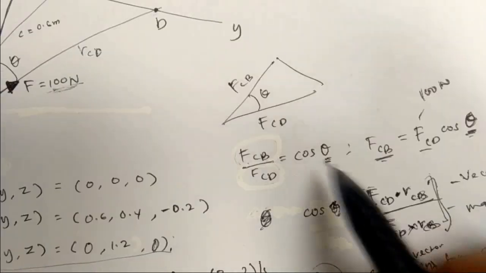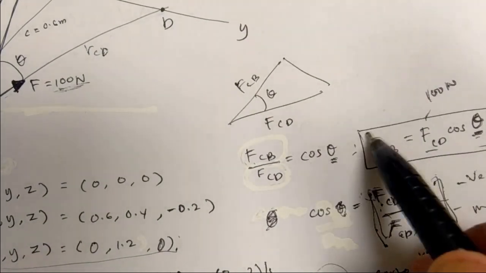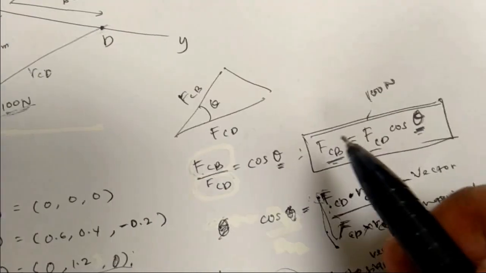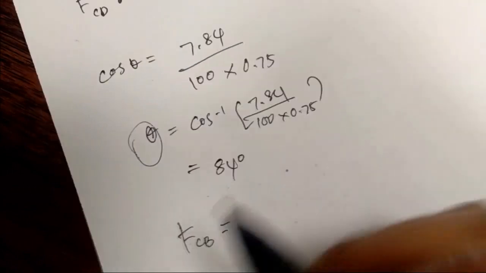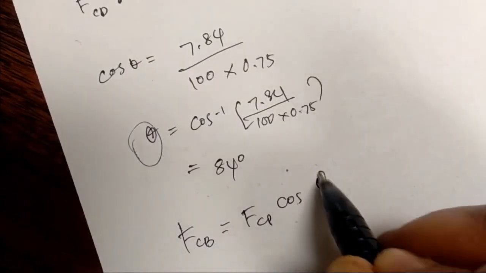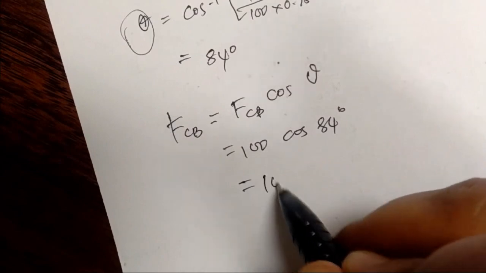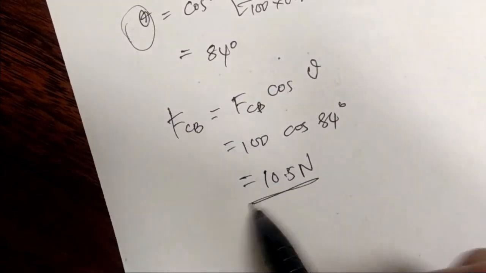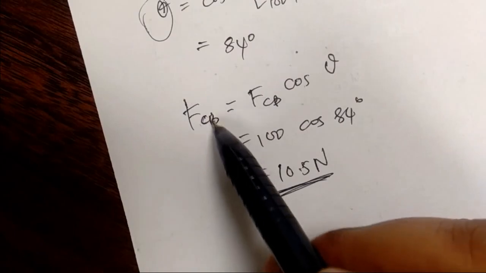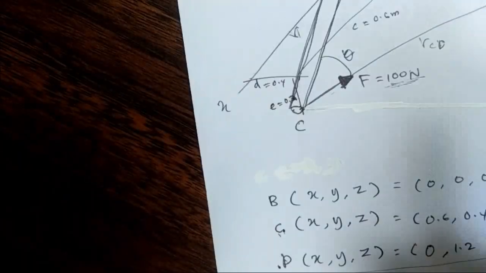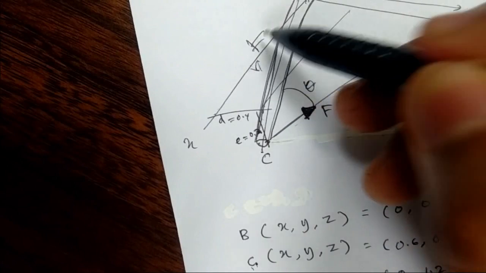So using this formula here, which we just derived back then, you will get FCB. The FCB is equal to FCD cos theta. Your FCD is 100, cos theta 84 degrees, so it is equal to 10.5 Newton. So this is your force FCB, or projected force. FCB here is the force here, FCB. Okay, that's all.